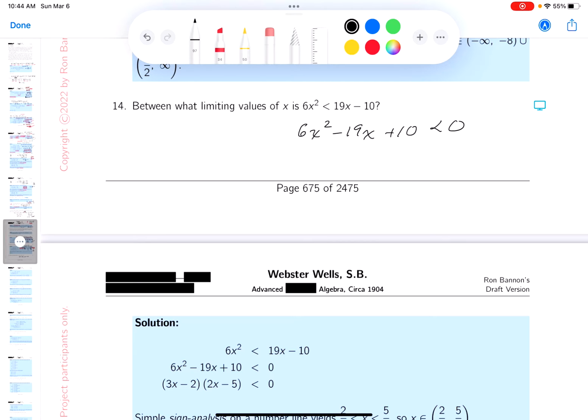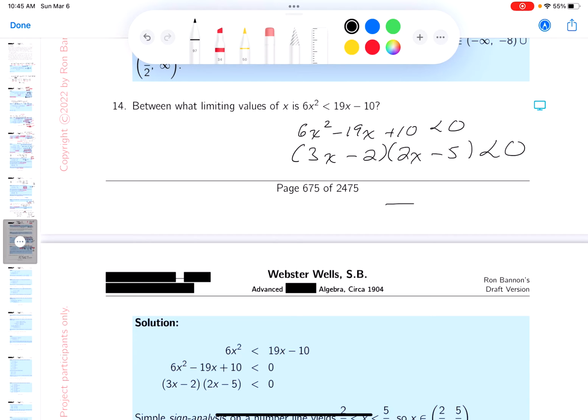I factor it. And this is not a bad factorization, especially compared to the factorization we did in the prior sections. They were much more difficult. Nonetheless, I'm still going to check myself. It's going to be 6x squared. It works beautifully. Minus 15 minus 4 is minus 19. That worked beautifully. And you get plus 10.